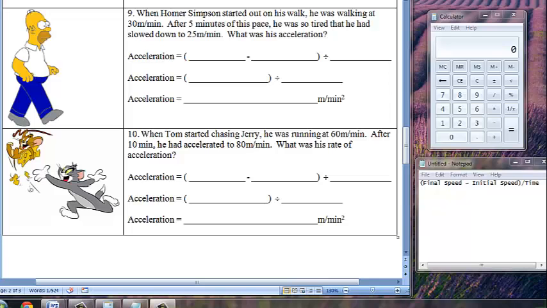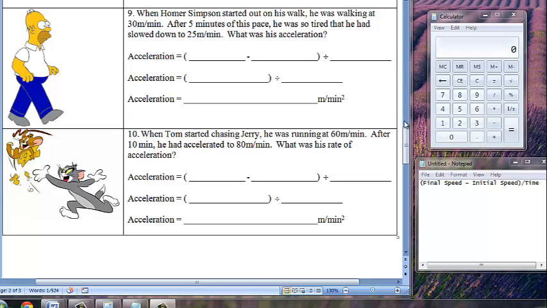Problem 9. When Homer Simpson started out on his walk, he was walking at 30 meters per minute. After 5 minutes of this pace, he was so tired that he had slowed down to 25 meters per minute. What was his acceleration? First, think to yourself, do you expect a positive answer or a negative answer? Since he was slowing down, we would expect a negative answer. It's always good to do a little bit of predicting before you start calculating, just so that you know if your answer makes sense.